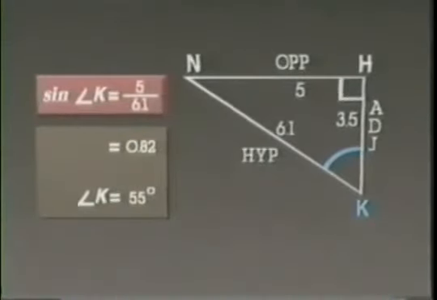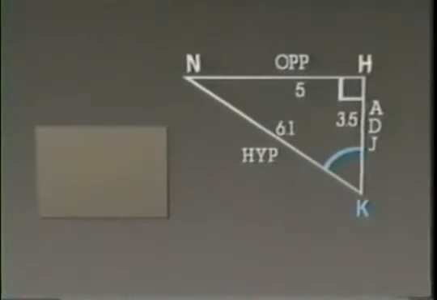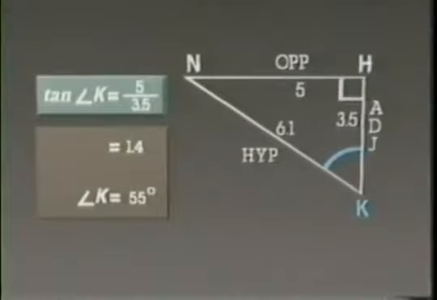Because all three sides are known, we can also use the cosine or tangent ratios to find angle K.